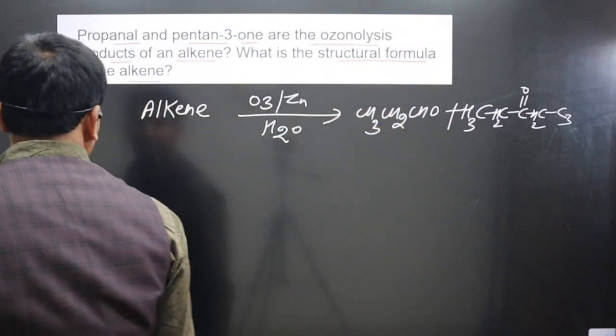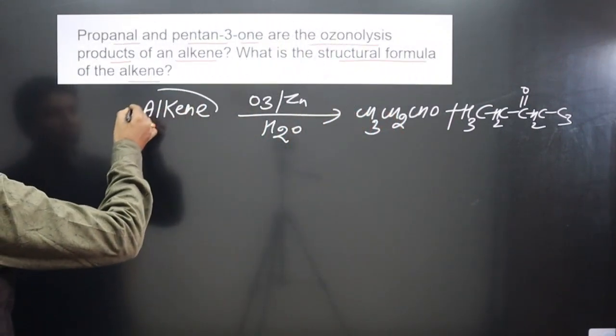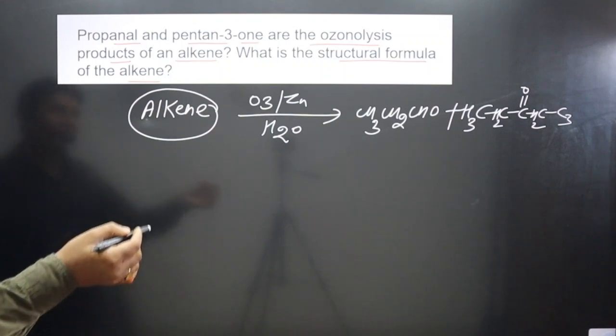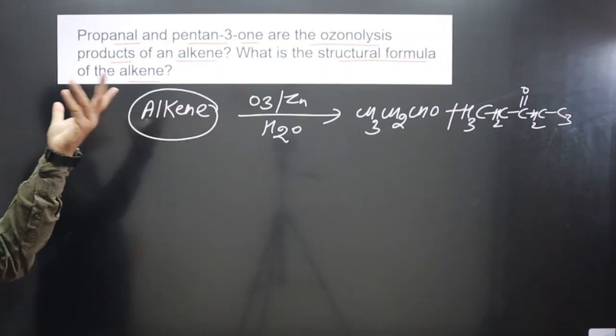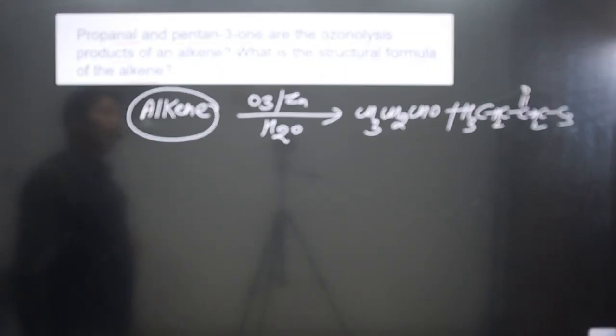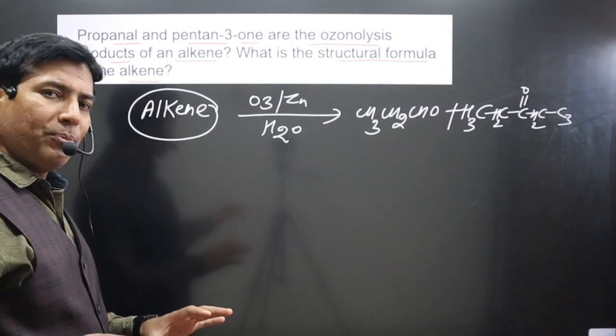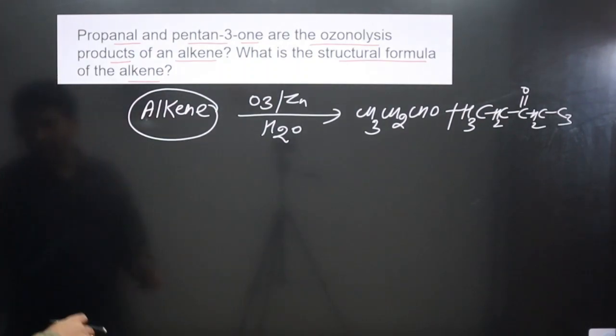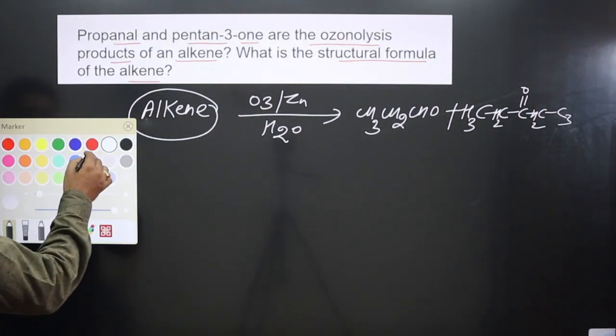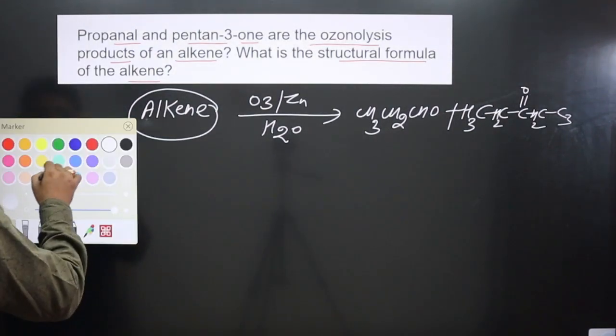With the help of the products we have to determine the chemical formula of the reactant. Only the structural formula we have to determine; we don't need to write the IUPAC name. Now pay attention carefully to how we complete these kinds of reactions. I give one example.